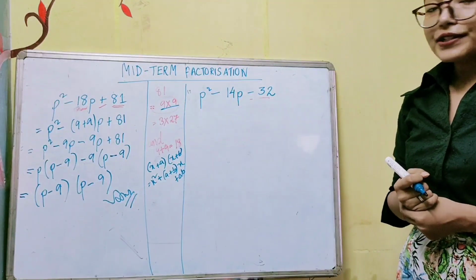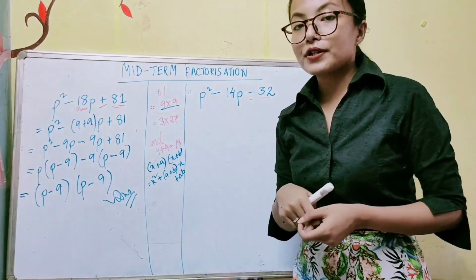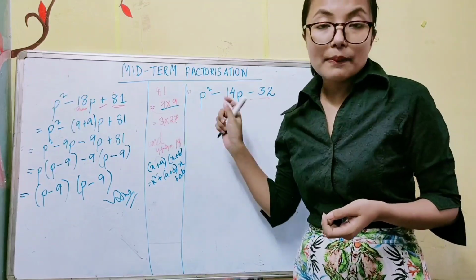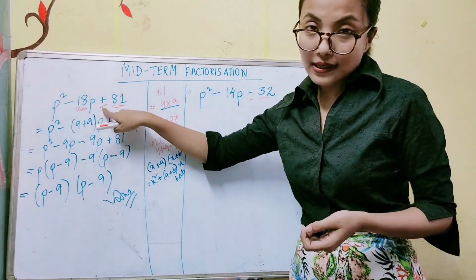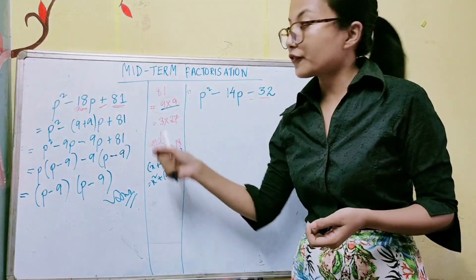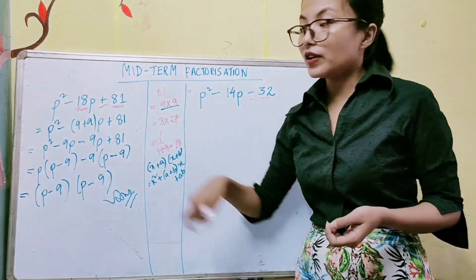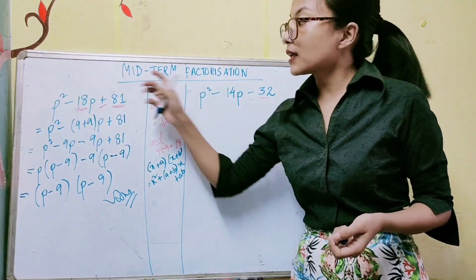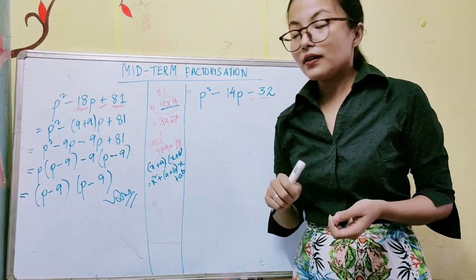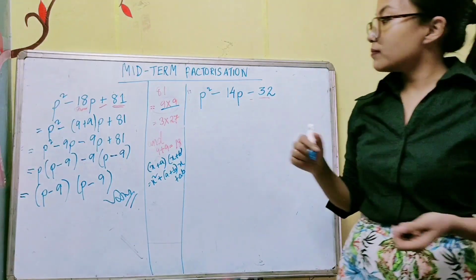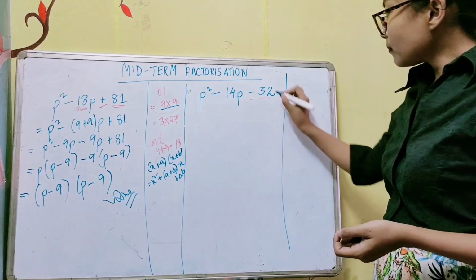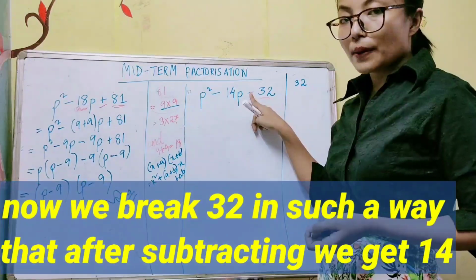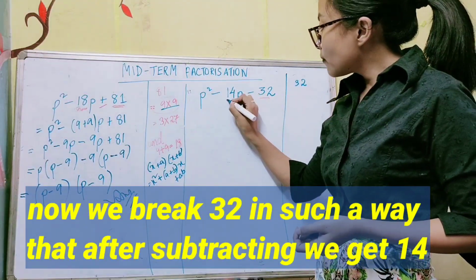So this is done. First step, you have to check the last constant term and break it. Then you check the sign. If it is plus, then you have to break in such a way that after adding you get the coefficient of the variable, or if it is minus, then you check that after subtracting you get the coefficient. Okay, let us do the one with the minus sign. Now here I have to break 32 in such a way that after subtracting the two numbers I get 14.